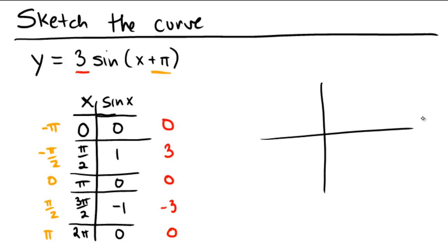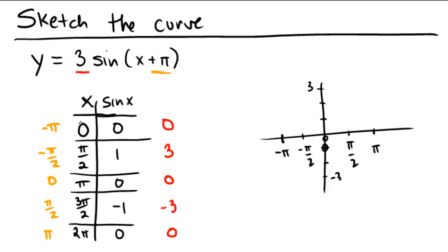We can graph very easily right now. So we need to go back to negative pi. We have to go negative pi over 2. We need a 0. We need a pi over 2. And we need a pi. And then along the vertical axis we need 3 and negative 3. So 1, 2, 3, and 1, 2, 3 to negative 3. That should be a 0. Okay, negative pi.